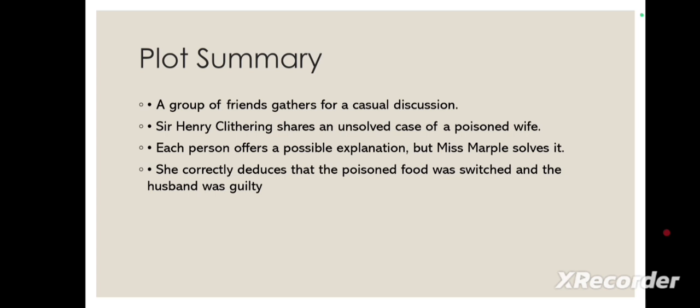The plot summary is this: a group of friends, the main characters we introduced earlier, are gathering for a casual discussion. Sir Henry Clithering shares an unsolved case of a poisoned wife, and as they gathered on a Tuesday, they call it the Tuesday Club. Each person offers a possible explanation. Many come up with evidence, but Miss Marple is the one who solves it. She correctly deduces that the poisoned food was switched and the husband was guilty.